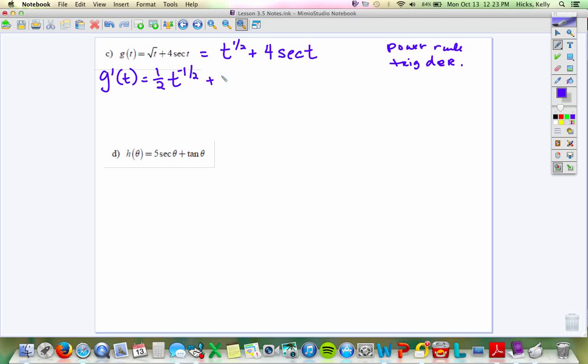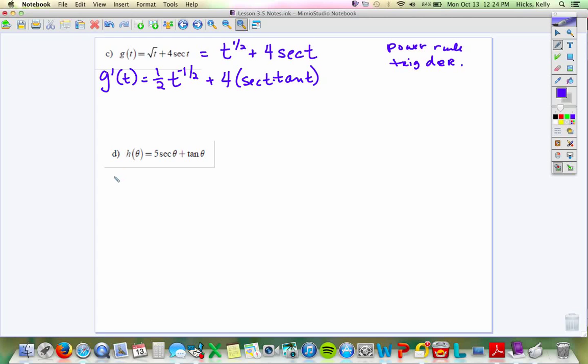But if it just bothers you that you're not using the product rule when these are multiplied, do it a couple times and prove to yourself that it's fine to just bring the 4 down front and then take the derivative of secant t. Well, what is the derivative of the secant? It is secant t tangent t. Secant t times tangent t. That's the answer. There's not even any real reason to clean that up, so we're just going to leave it like that. Let's look at the next one.